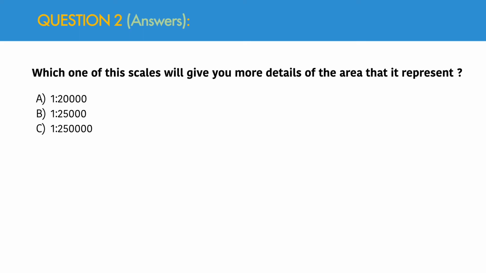The correct answer is 1 for 20,000, because the difference between 1 inch on a map with the scale of 1 for 20,000 and 1 inch on a map with the scale of 1 for 24,000 is that in the first one we have only 20,000 inches represented, so we will have more details of the area.